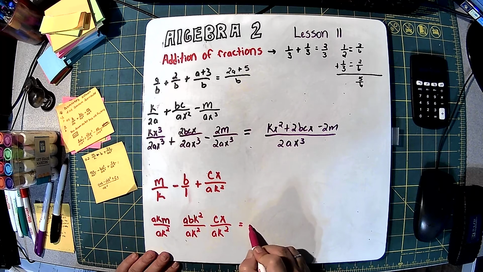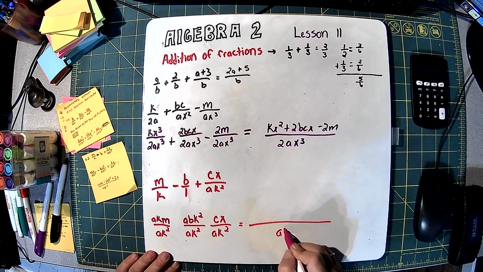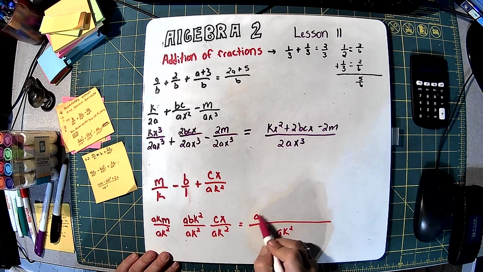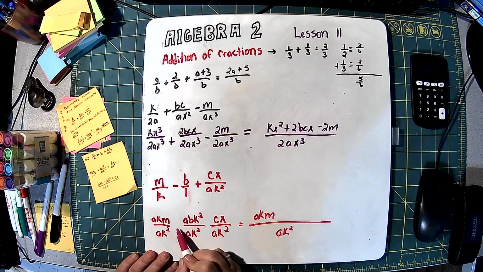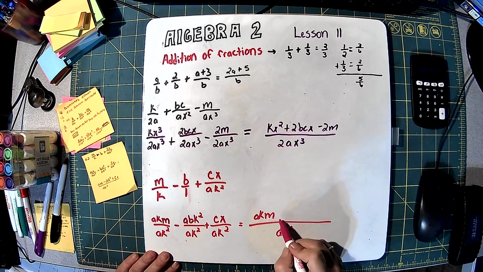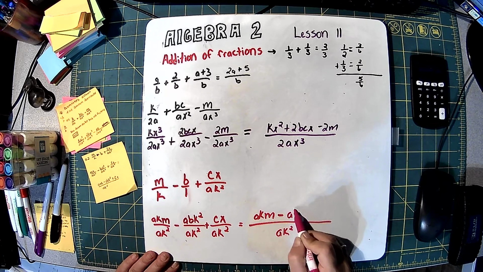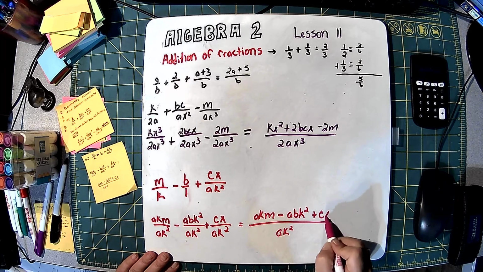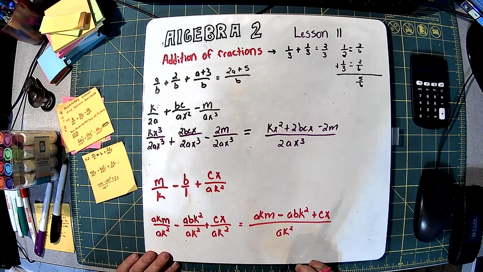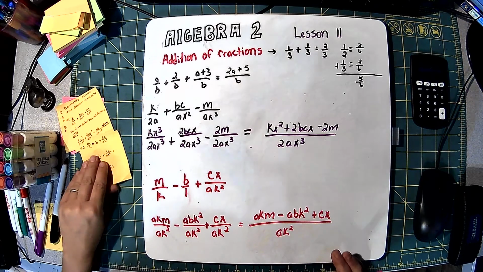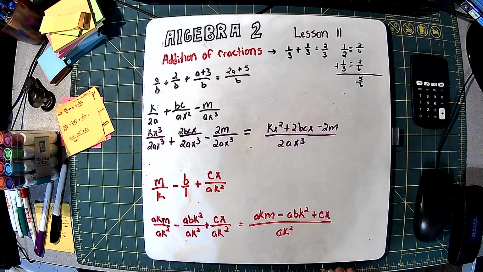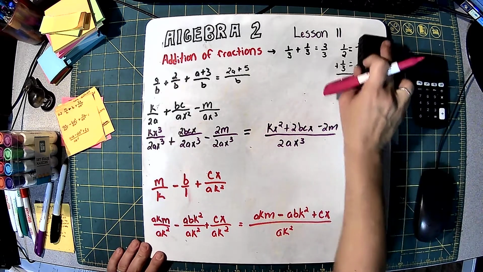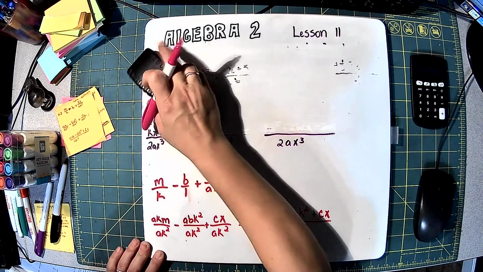Alright, so our answer is going to be ak squared as our denominator, and then our top is going to be akm, see, there was a minus, there was a plus, minus abk squared plus cx. Alright, hopefully that made sense to everybody. That was just the first part of this lesson. The second part of the lesson is completely different.